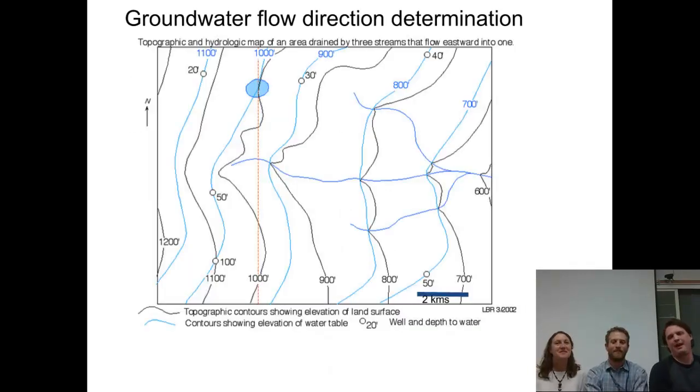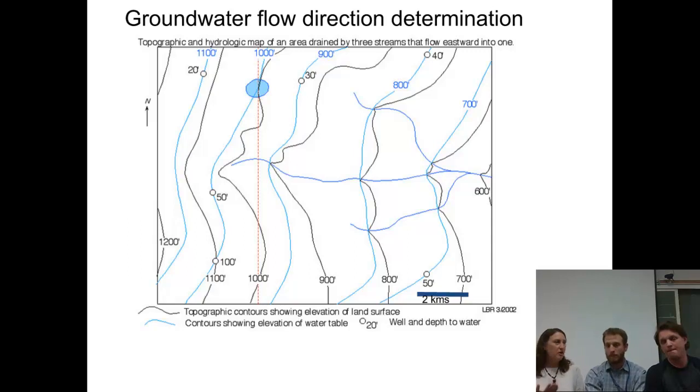All right, so if we take a look at this map, this actually is a special kind of map, but it's a topographic map. If you take a look at these darker black lines, they've got numbers attached to them, and those show elevation. There's also blue numbers in there as well that outline the elevation of the water table underneath the ground. So we can actually calculate the hydraulic gradient of this area because we have a scale at the bottom that gives us a distance scale, and then we can calculate the change in elevation of the water table.